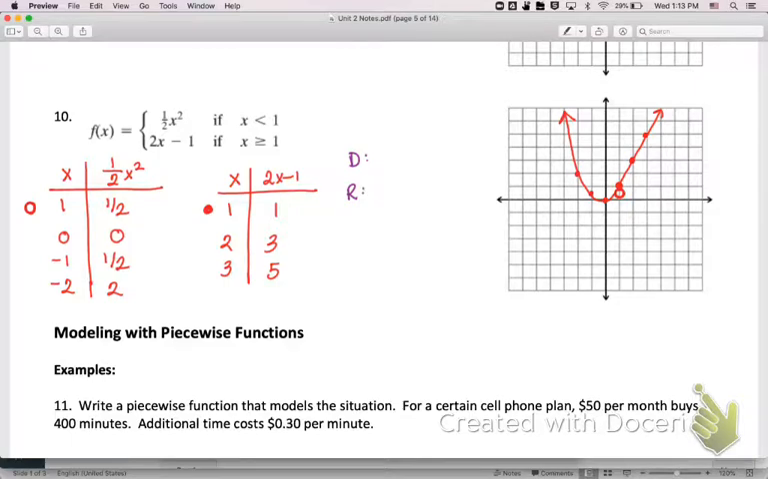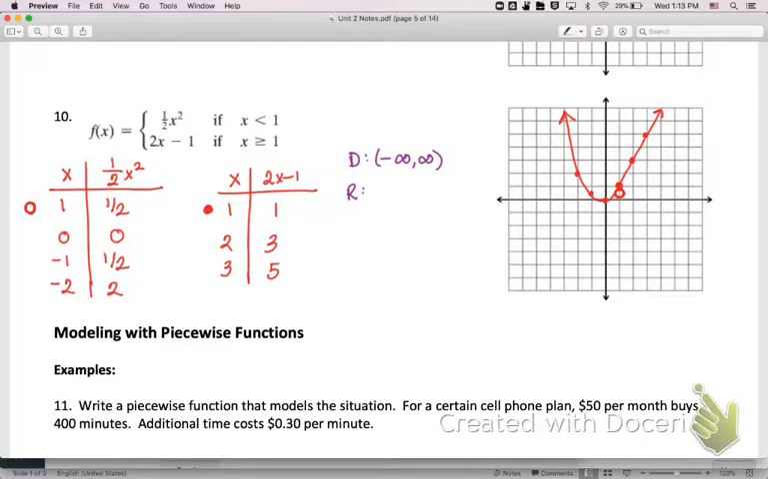The domain is just like the other one. We've covered everything to the left of 1, everything to the right of 1, and 1 was included in one of the pieces. So the domain is negative infinity to positive infinity. It doesn't have to be that, just in general terms, but a lot of times it's going to be.